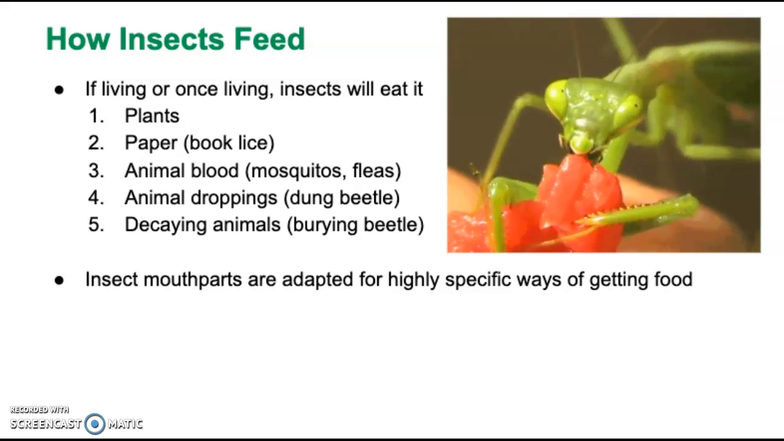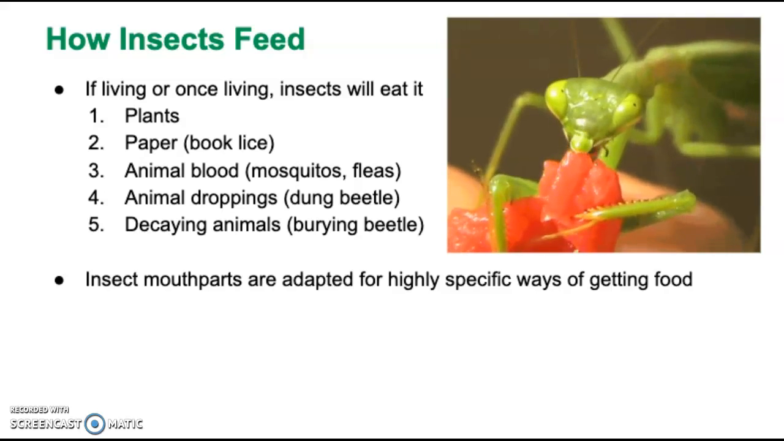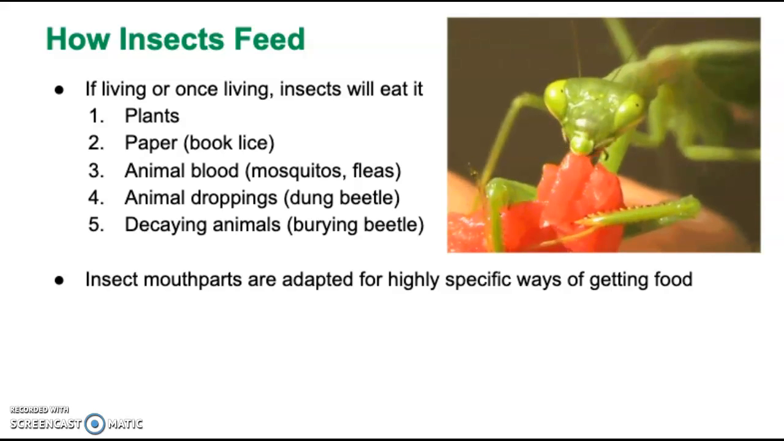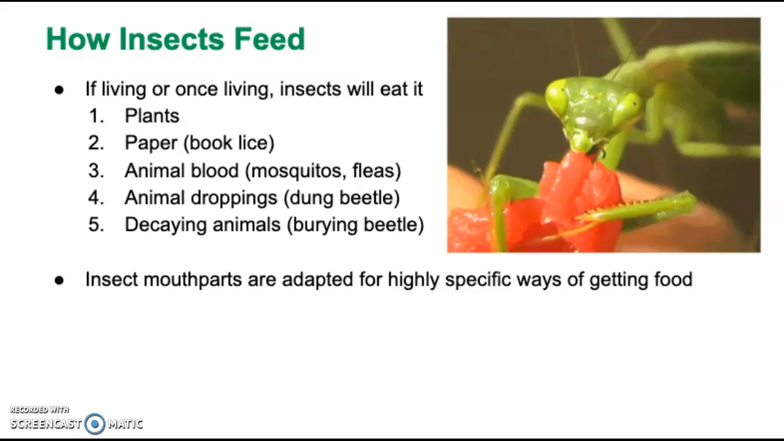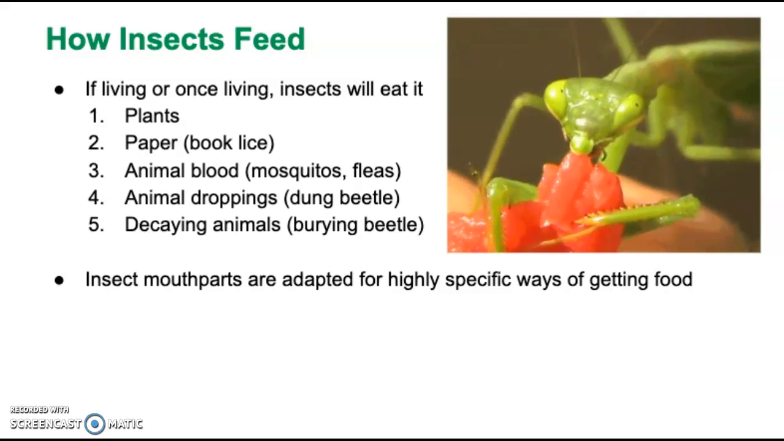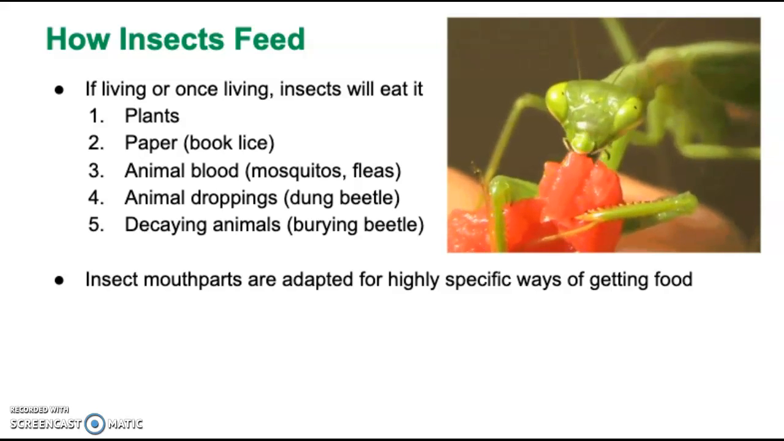Some live on animal droppings like the dung beetle. Kind of gross. There are even insects that eat decaying animals. We would call these scavengers. The burying beetle would be an example of a scavenger. Insect mouthparts, no matter what they eat, are specially adapted for the highly specific ways that each insect will go about getting food.